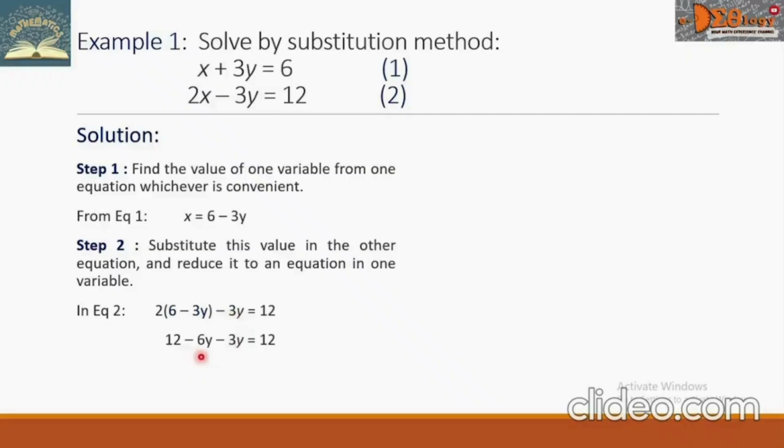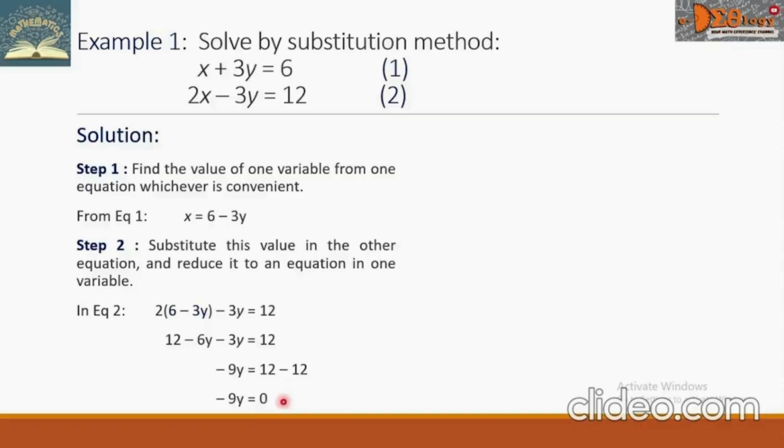We combine this negative 6y and negative 3y. Also, the 12 here we will transpose to the right. So we have negative 9y equals 12 minus 12. The right side becomes 0.